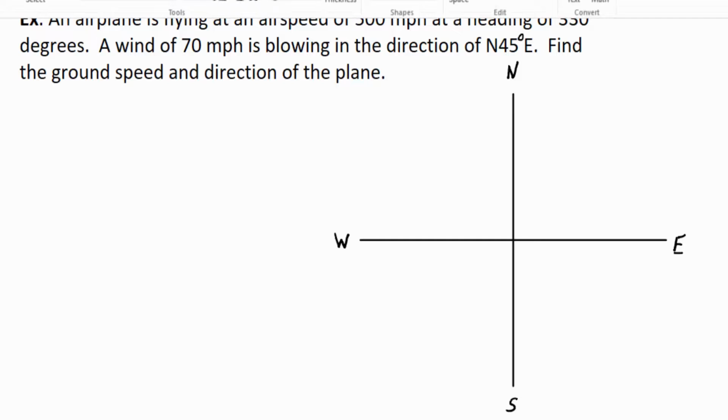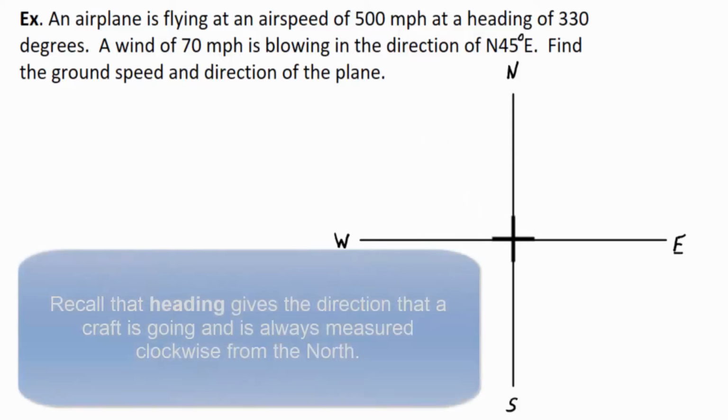So let me draw a couple of arrows here. Okay, let's draw the airplane arrow. The airplane is flying, really it's a velocity vector for the airplane. I'll write that down in a second. It's flying at an airspeed of 500 miles per hour at a heading of 330 degrees. How do I represent that? So I go from a heading clockwise from the north, right? So go 330 degrees clockwise from the north. I end up in the northwest quadrant, don't I? Okay.